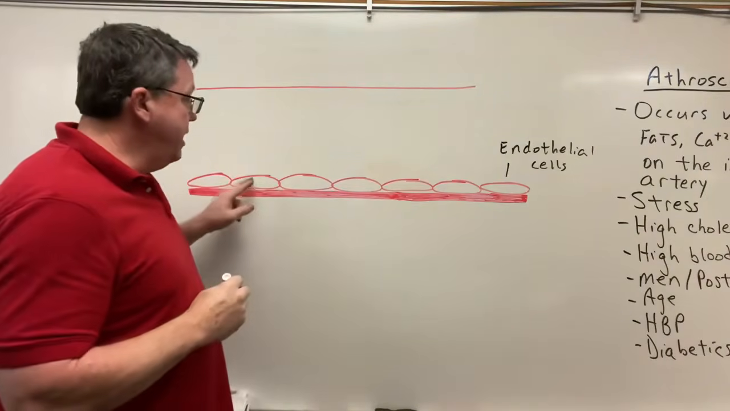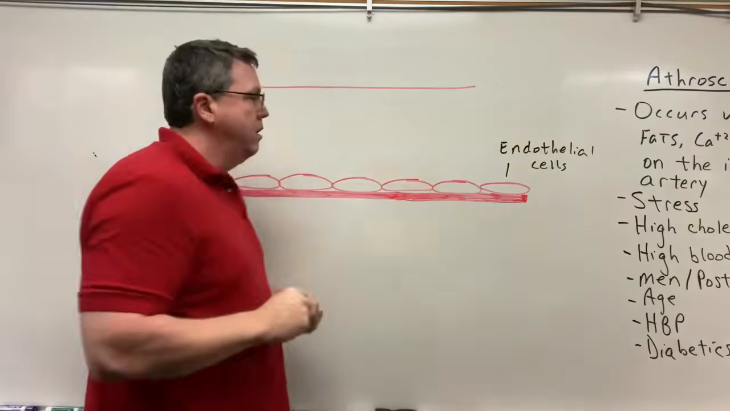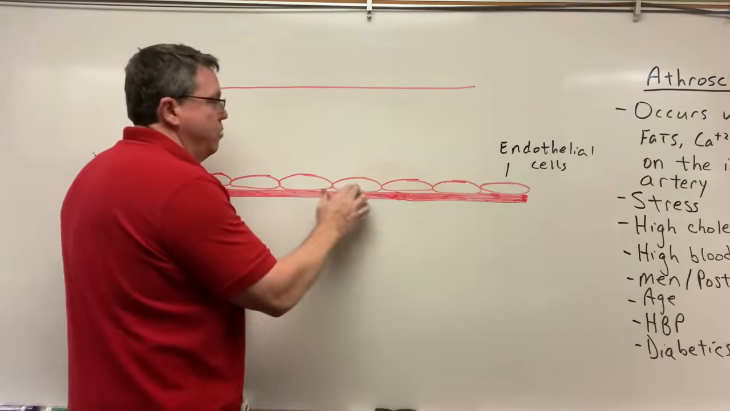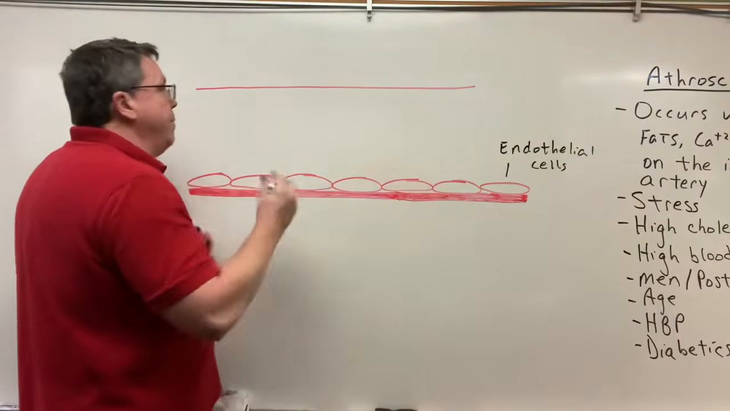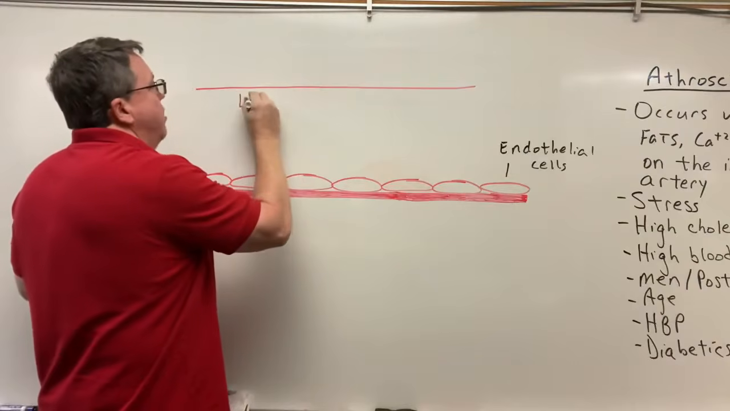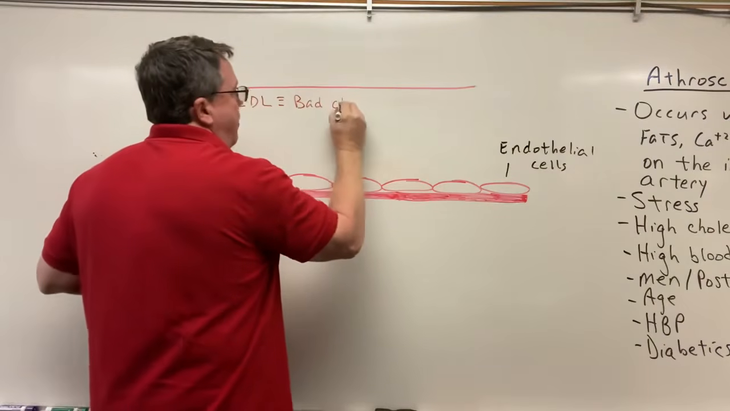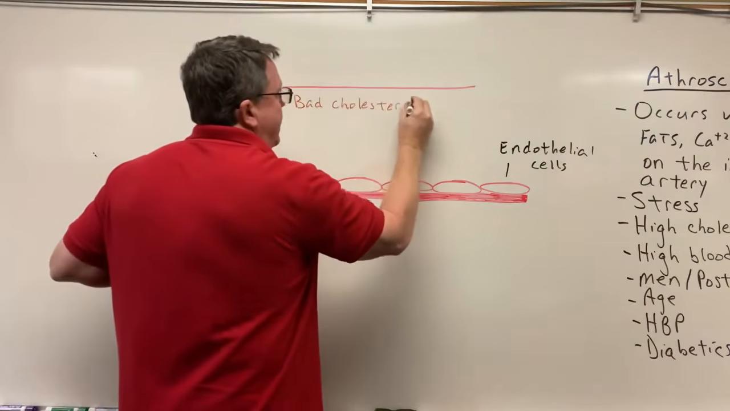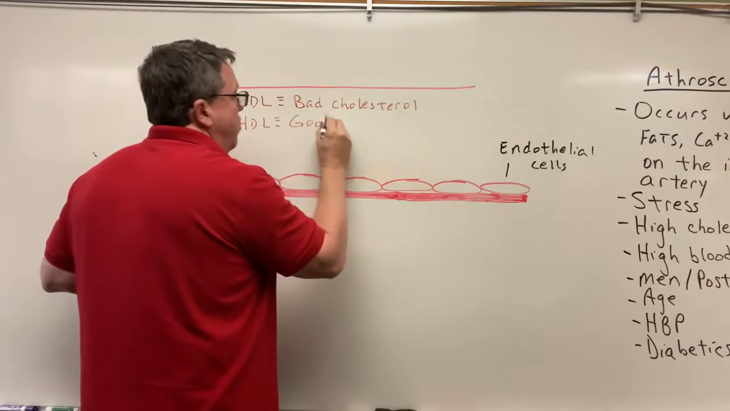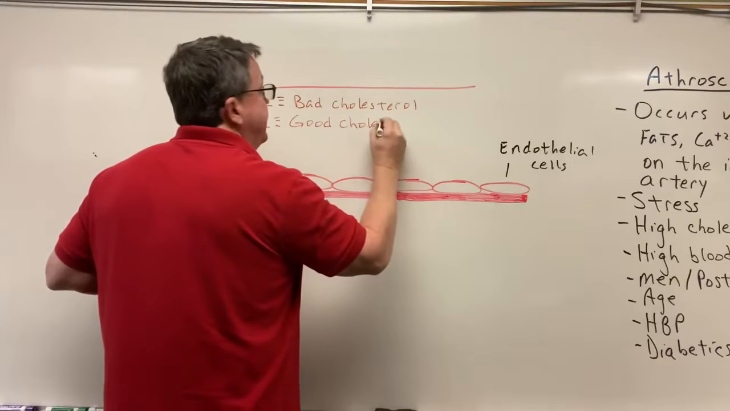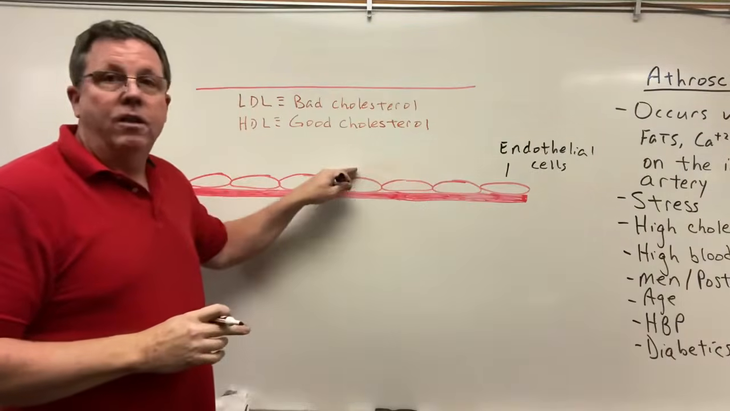The endothelial lining, which is these cells lined up, is usually about one cell layer thick. Here it is right here. So let's talk about what happens. In the bloodstream or in people's diets, there are LDLs, low density lipoproteins, known as the bad cholesterol. Then you have HDLs, which are the good cholesterol. Part of what HDLs do is keep LDLs from building up on this endothelial lining.